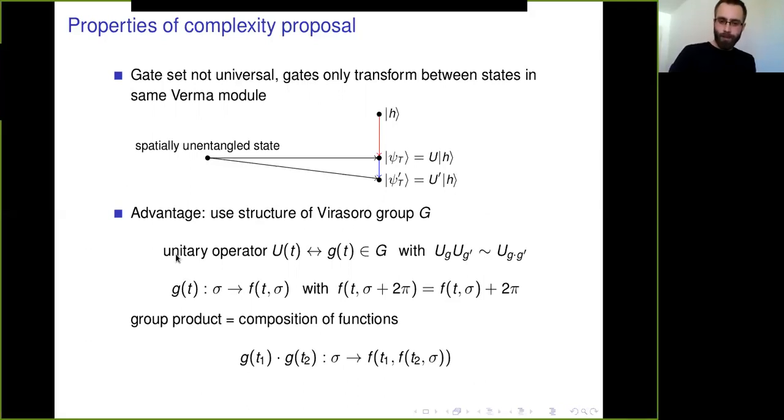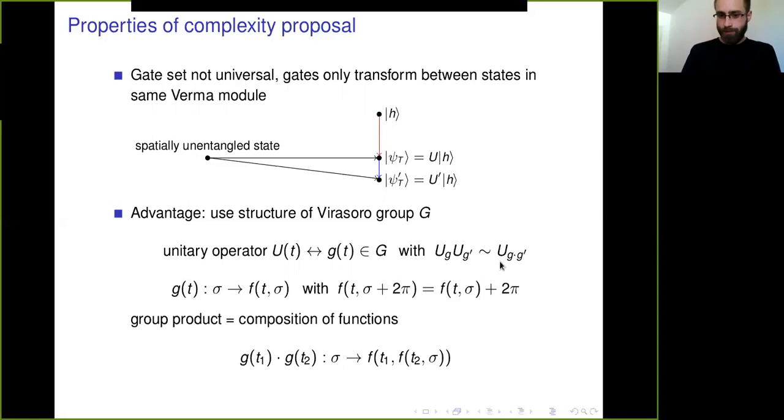Namely, specifically, one can associate to every unitary operator in this gate set an element of the group, namely by the relation that multiplying two representations of these group elements as unitary operators together must be proportional to the representation of the multiplication of these group elements.